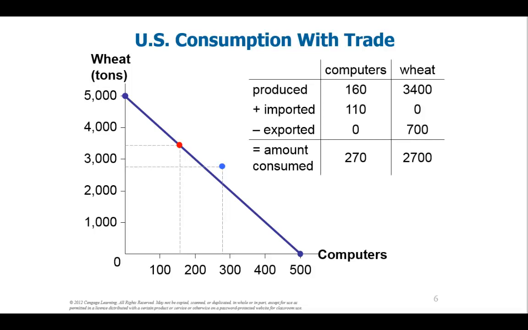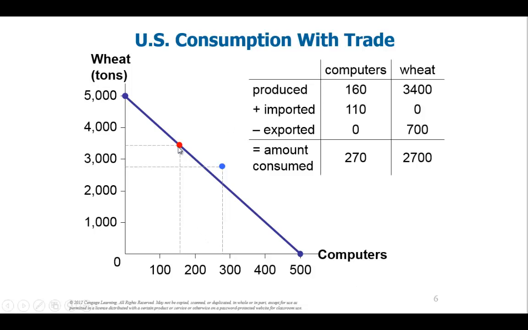So what does this mean? Remember that without trade, consumption and production are the same. The consumption possibility frontier and the production possibility frontier are the same. However, with trade, they're separate, they're different.